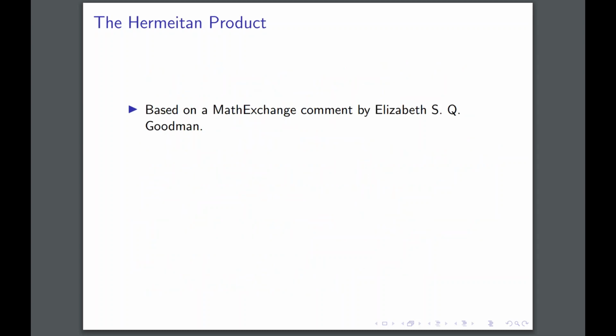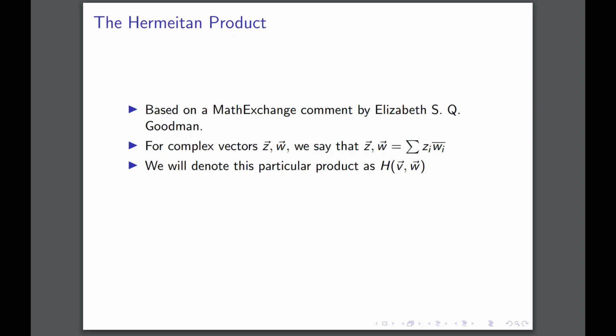And so now I want to talk about the topology of complex vector spaces, and this is all based on a Math Exchange comment by Elizabeth S.Q. Goodman. I'll leave a link to that in the description below. And so for complex vectors, we say that the product of z and w is the sum of the component of the first times the complex conjugate of the respective component of the second. And this particular product we denote as just H of v and w for Hermitian.